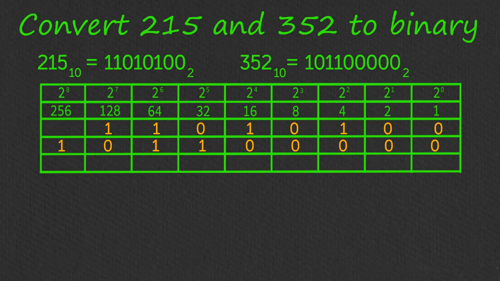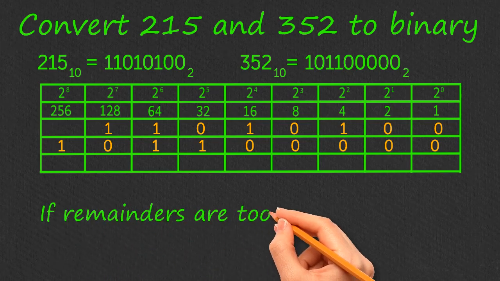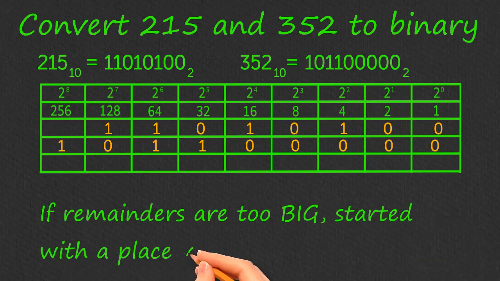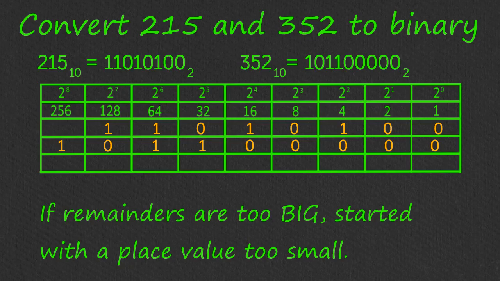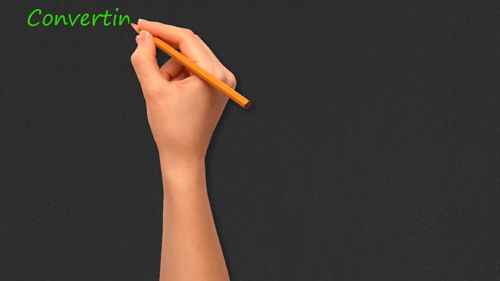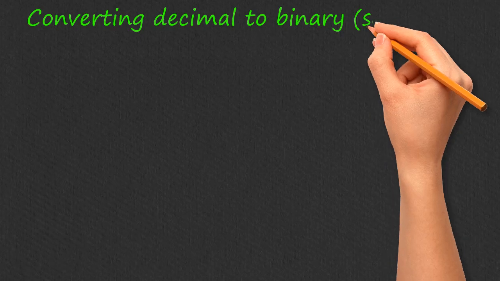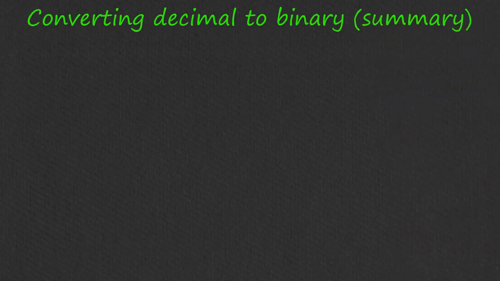It is worth mentioning again that if in your calculations the remainders seem too big for the available place values, you probably started with a place value too small. Go back and revise your binary place value table and extend it if necessary. Now, I would like you to spend a few minutes and try to summarize what we do when we convert a decimal number to a binary number using the place value table. Pause the video here and have a go at this task.